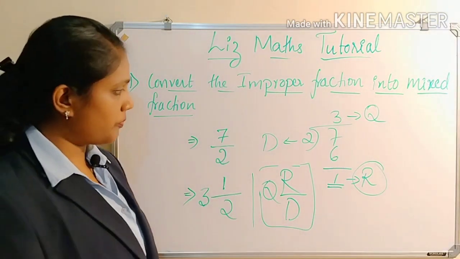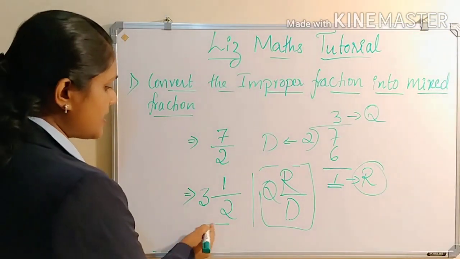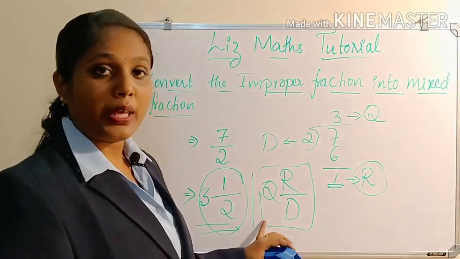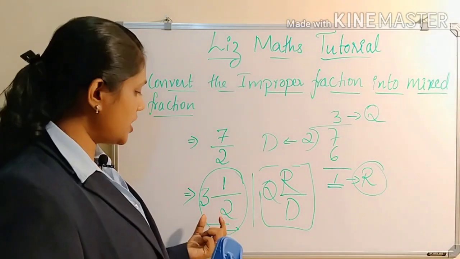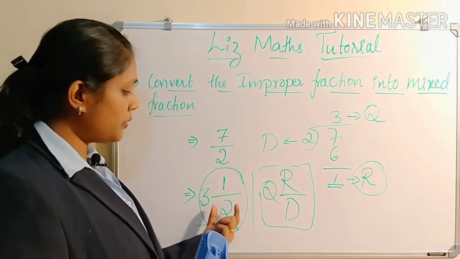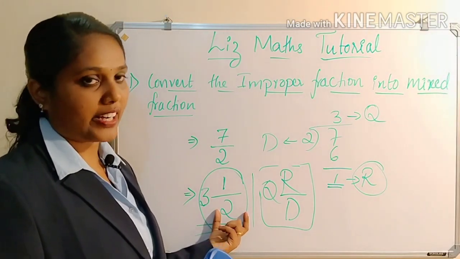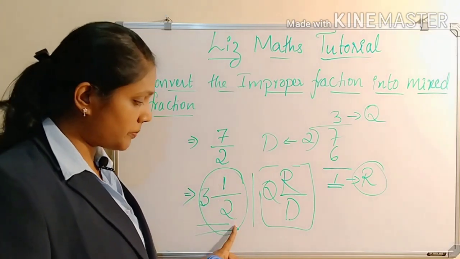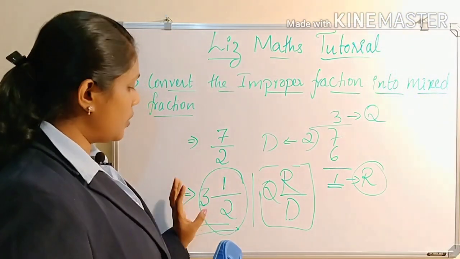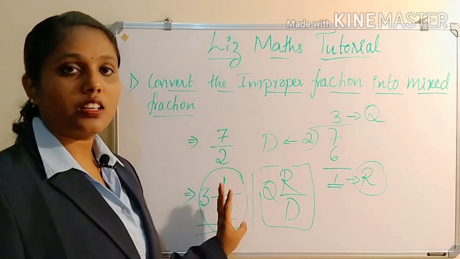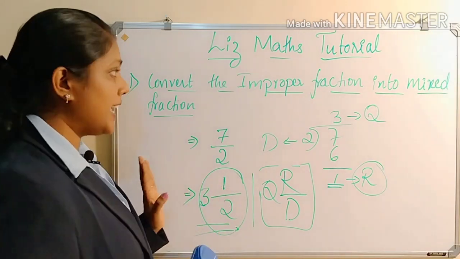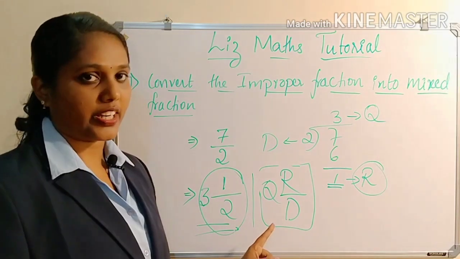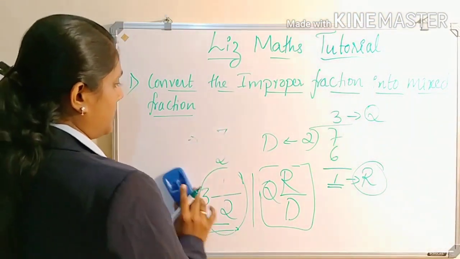So I will take one more example. So this is how it looks like. 3 1 by 2. It is in the form of a mixed fraction. What is a mixed fraction? A natural number with a proper fraction. This is a proper fraction, isn't it? 1 by 2. The numerator should be small and the denominator greater. So a natural number with a proper fraction is called a mixed fraction. So you got a mixed fraction here. So let me take one more example.